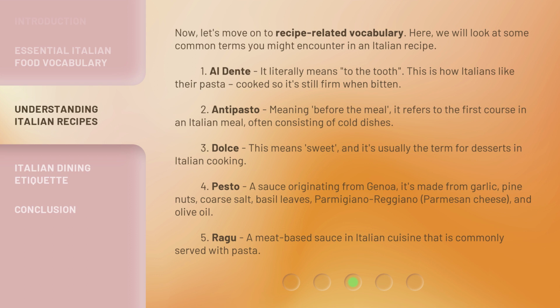3. Dolce. This means, sweet, and it's usually the term for desserts in Italian cooking. 4. Pesto. A sauce originating from Genoa. It's made from garlic, pine nuts, coarse salt, basil leaves, Parmigiano Reggiano, Parmesan cheese, and olive oil. 5. Ragu. A meat-based sauce in Italian cuisine that is commonly served with pasta.